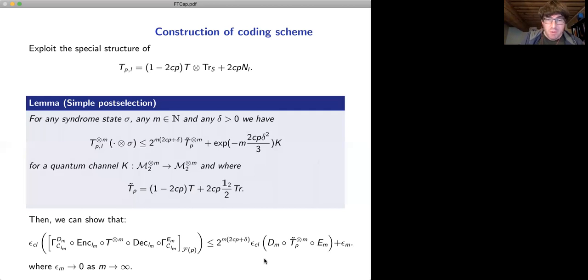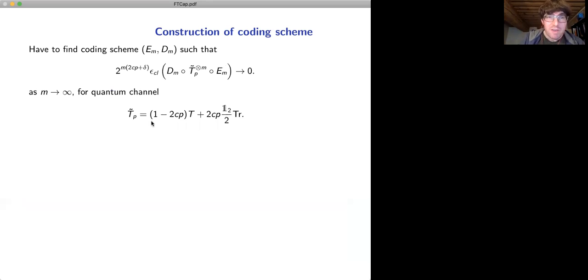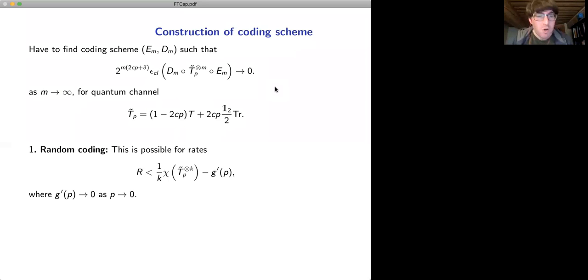Now I want to find EM and DM such that the average classical communication error of this IID scheme compensates this exponentially increasing term, so the whole thing has to go to 0. This I can actually do using random coding. It is essentially the same as the standard coding theorems, just that you have to make every error explicit, so it's a bit technical to do this.